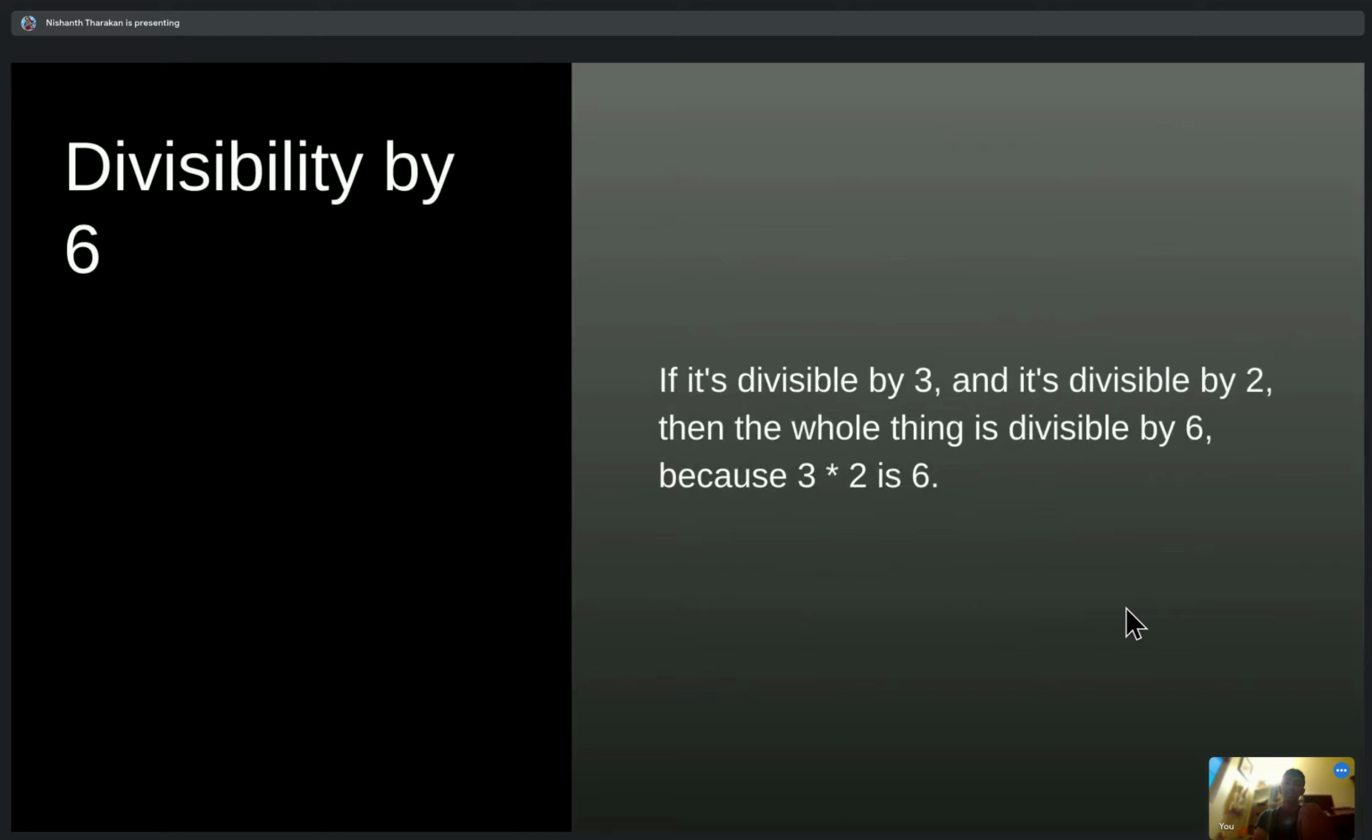Divisibility by 6. There's no real rule for this, but for anything that has two distinct factors, you can just prove it like this. If it's divisible by 3 and it's divisible by 2, then the whole thing is divisible by 6.